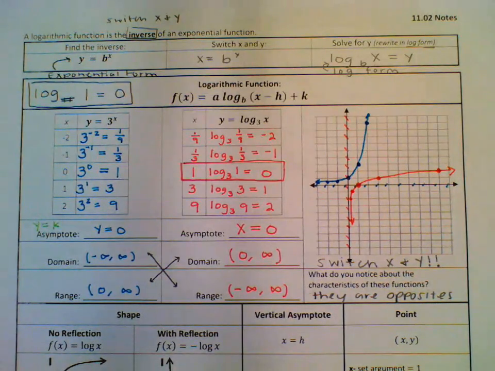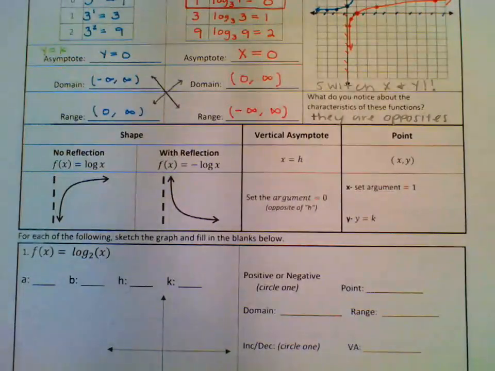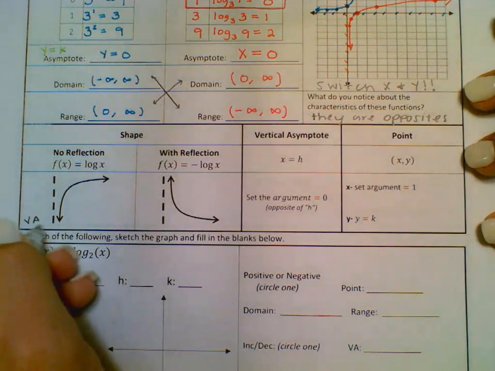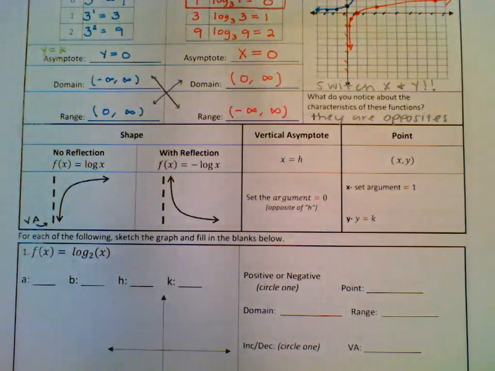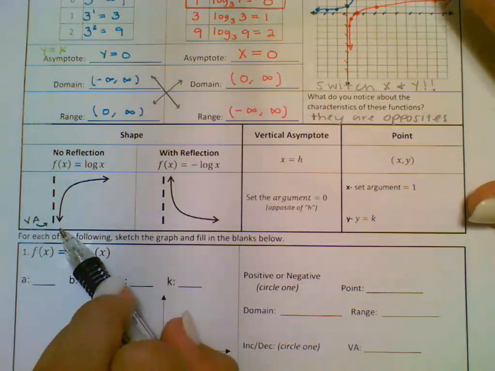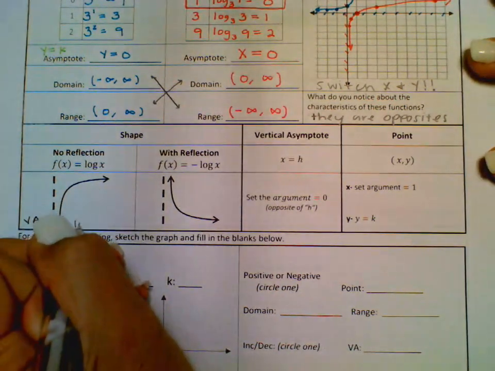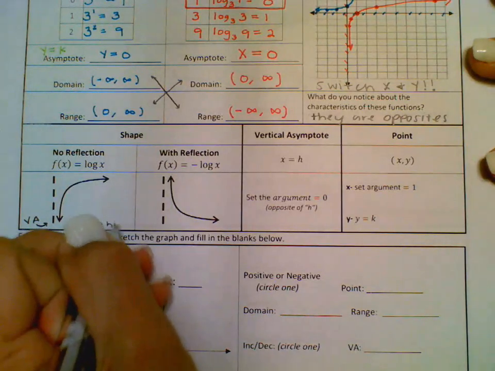When we graph logs, we're going to have 3 pieces of information. We're going to have our shape, our vertical asymptote, and our point. So when we had graphed exponents, we had 4 different shapes. When we graph logs, there's only going to be 2 shapes: with no reflection and with a reflection. Our vertical asymptote is always going to be on the left side, because when we solve, the argument has to be greater than 0. The argument has to be a positive number. So the vertical asymptote is going to be on the left side. If there's no reflection, it goes from low to high. If there is a reflection, it's doing the opposite. It's going from high to low.